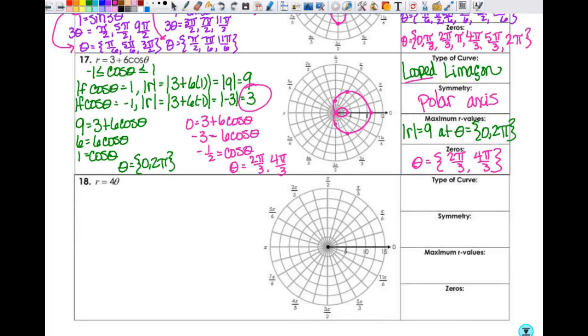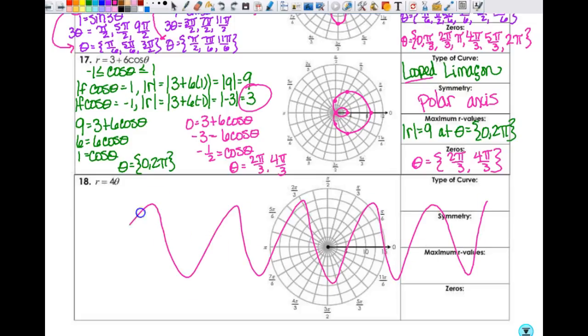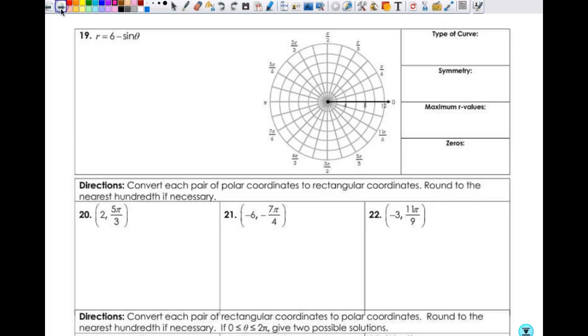Alrighty, and then I told you you could omit number 18. 18 is the spiral of Archimedes, and I put one on the homework, and I know it stressed a lot of you out the way you had to do it, so it doesn't need to be that confusing. I just want you to know that it exists. We're good. We can skip it.